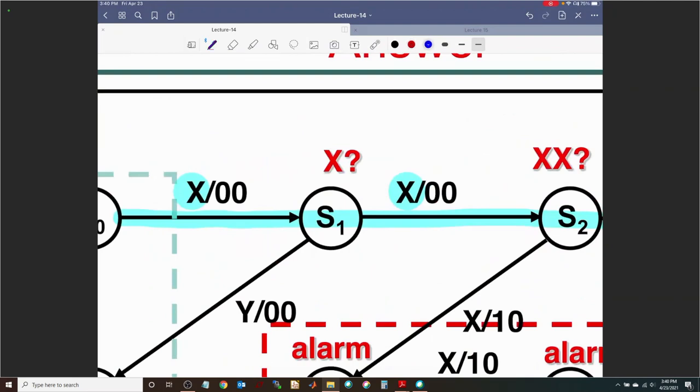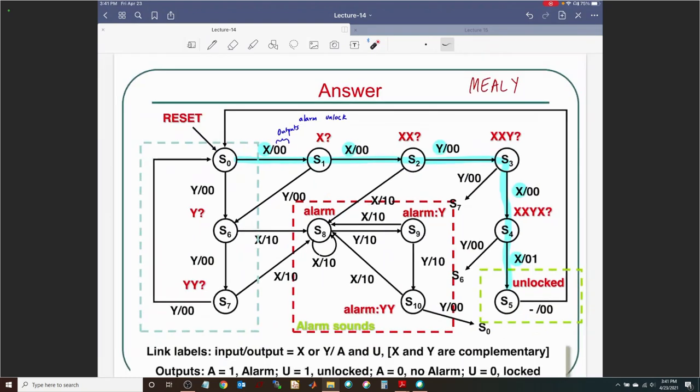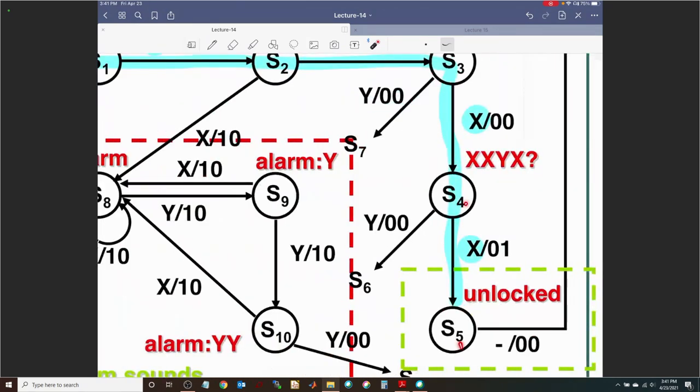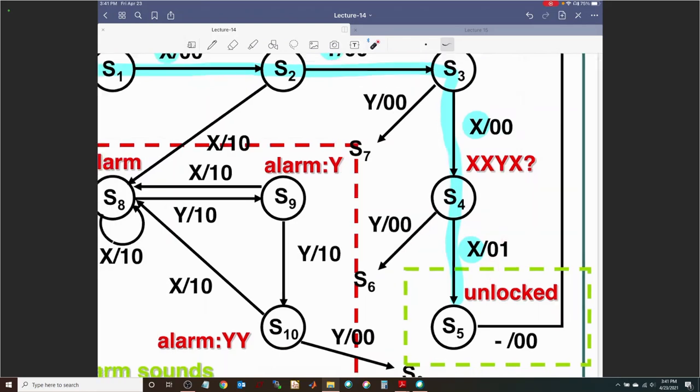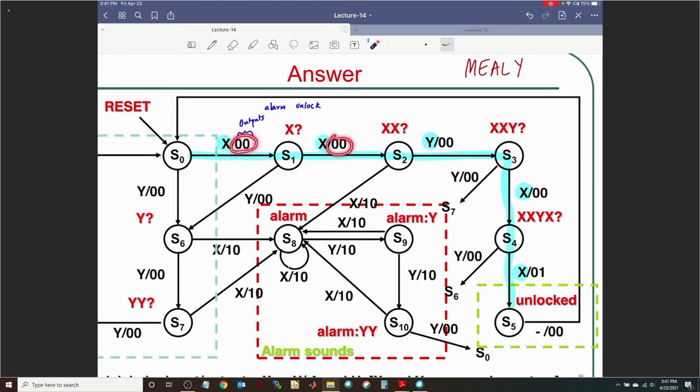There are two outputs over here, right? The first bit, alarm and unlock, that's right. The first one is corresponding to alarm followed by unlock. So no alarm, no unlock, 0, 0. And as you can see, when you go from S4 to S5, when you get that last X, that's when you do not signal an alarm, but you do unlock the combination lock. That's the only time, right? During this path, you see 0, 0 here, 0, 0 here, 0, 0 here, 0, 0 here, but it becomes 0, 1 all the way at the end there.